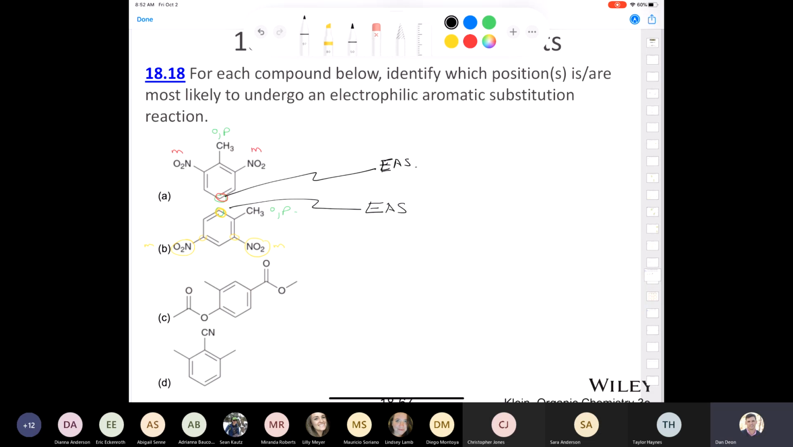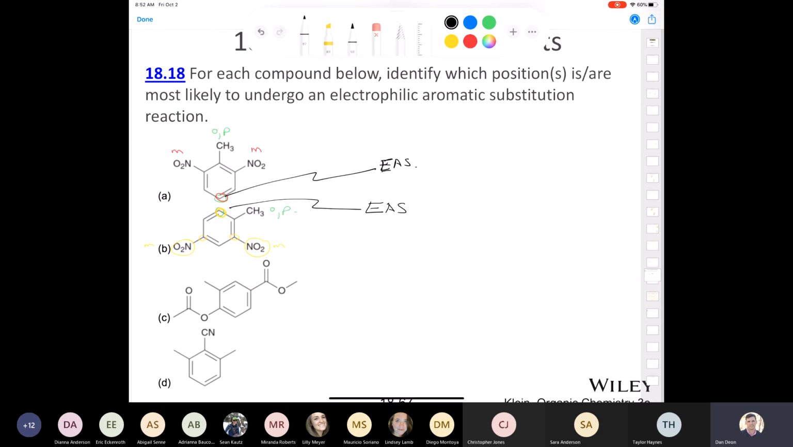Give me a thumbs up if you follow me. Anybody? Maybe I need to scroll down here. Oh, good. All right. Makes sense. Okay, good. Yes, the nitro and the methyl in both of these first two cases are directing to the exact same spot. So let's turn up the heat here and look at a couple other examples.